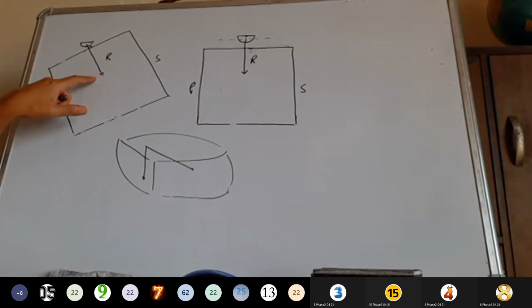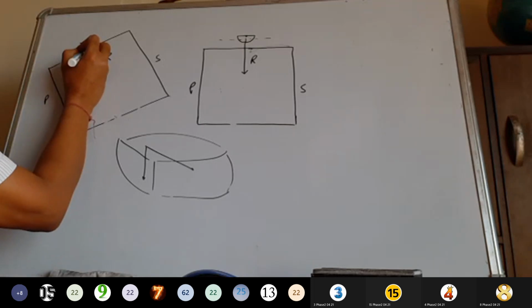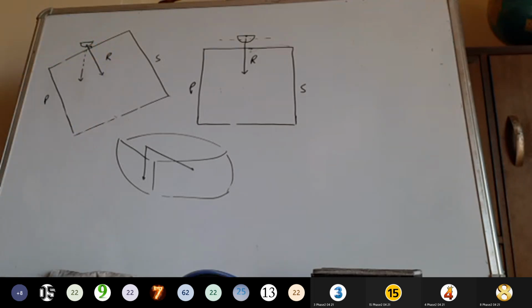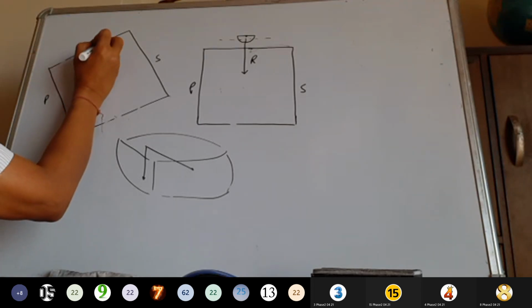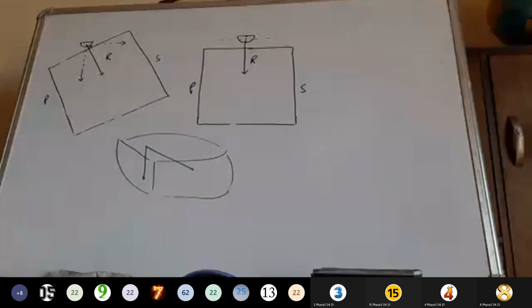Now in this position, this force R is no longer vertical with respect to Earth. That means it will have a vertical component like this, and it will have a horizontal component like this. This vertical and horizontal component is with respect to Earth. Understood?